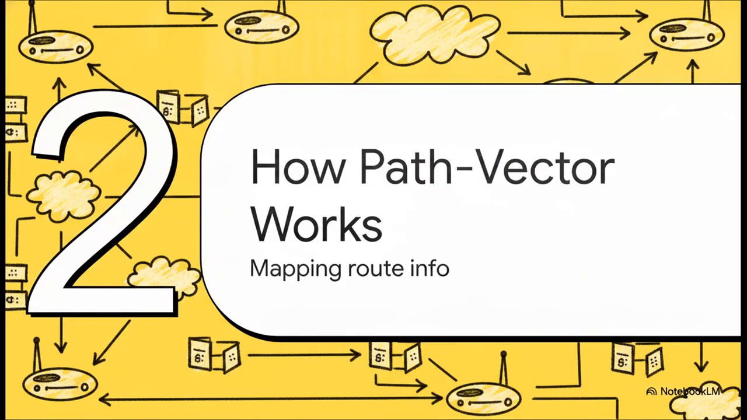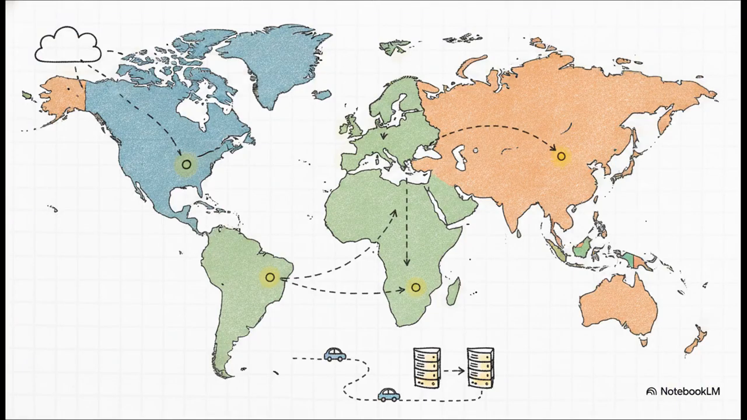Section 2. How path vector works. Let's look under the hood. To really understand the mechanism here, we have to look at the landscape. The internet is made up of autonomous systems, or AS for short. These are independent, connected networks. Think of an autonomous system exactly like a country on a map. Just like crossing international borders on that road trip we talked about, data travels through different, independently managed territories, and this is what we call inter-domain routing.